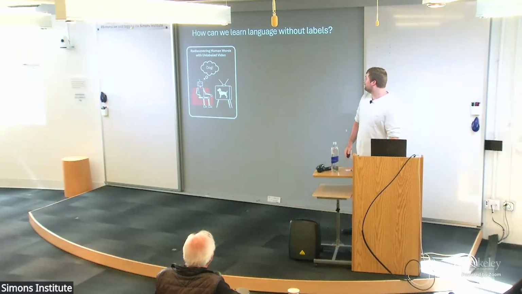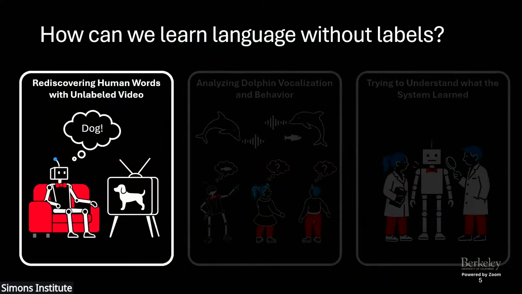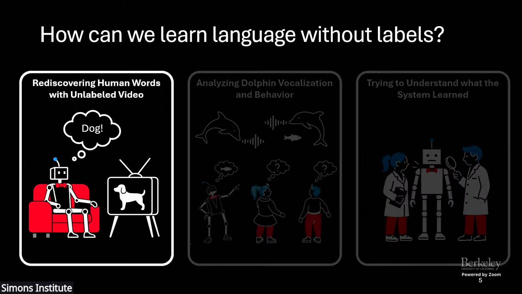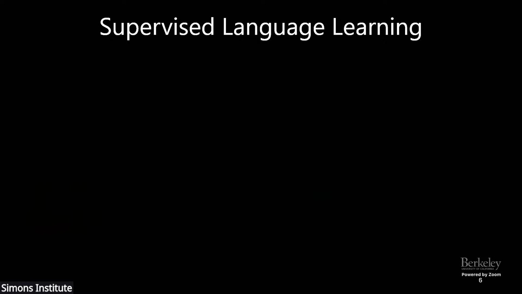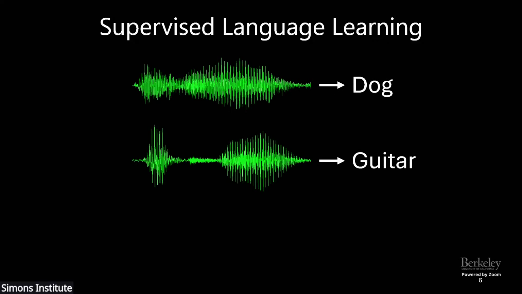So without further ado, we'll jump into the first section about rediscovering human words from unlabeled video. To give everyone in the audience a quick primer, I know this is a mixed audience, some people from the animal side, some from the computer side, we'll first talk about what it means to train a system with labels. You can imagine a big data set where we've got some audio and some paired labels, like this is the vocalization for dog, this is the vocalization for guitar.